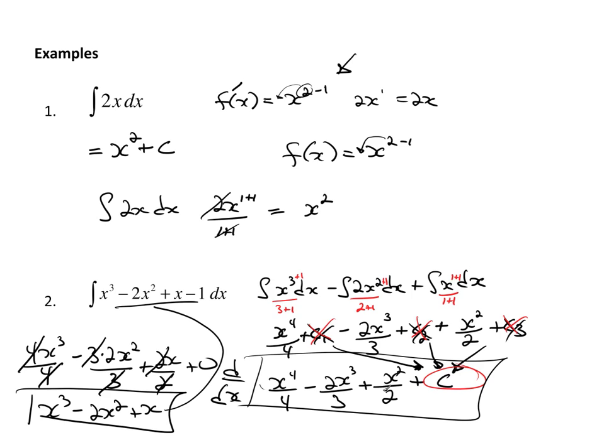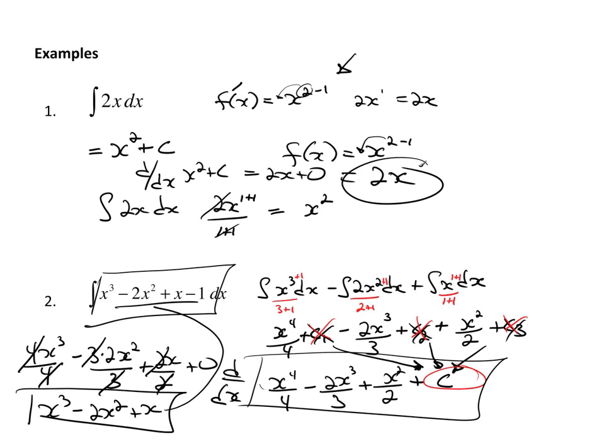The reason I want to go through all that is because anytime you find an antiderivative, if you want to check it, take the derivative. If you don't get back to the original function, you did something wrong someplace. See here, if I do d dx of x squared plus c, I get 2x plus 0, which is just 2x, which is exactly what I started out with.